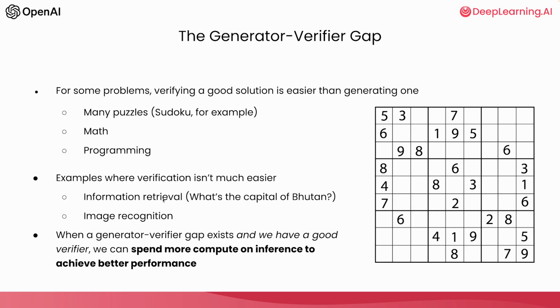There are also examples where this verification-generation approach doesn't work. For example, for information retrieval, where the question does need to be answered correctly the first time, or with image recognition, where you need to correctly identify what's in the image the first time. But where a generator-verifier gap exists, and we have a good verifier that can run the verification process, we can continue spending more compute at inference time to achieve better performance. And for these, we're seeing O1 demonstrate great capabilities.